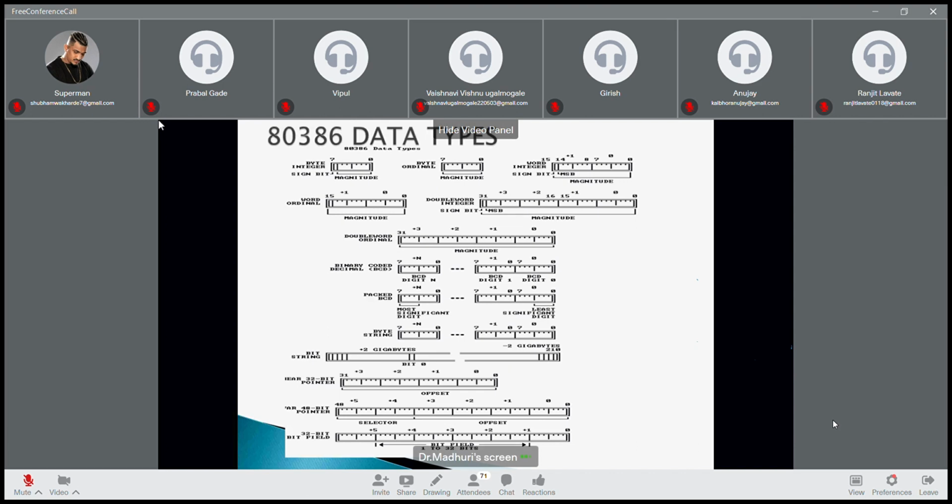Now, near pointer. Pointer means what? It is a 32-bit logical address. The near pointer is an offset within the segment. This near pointer is used for the flat or segmented model of the memory organization.